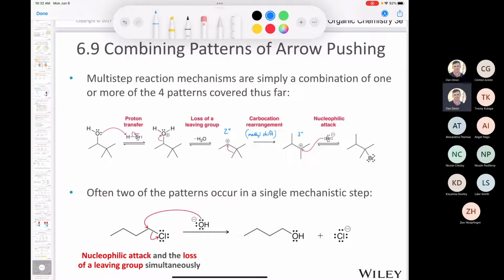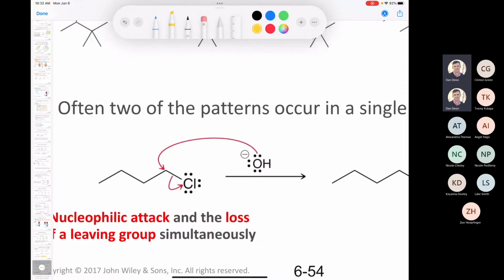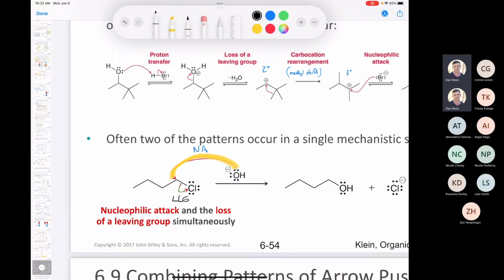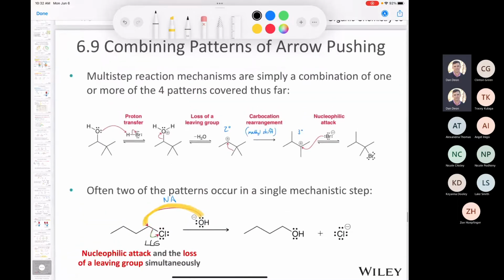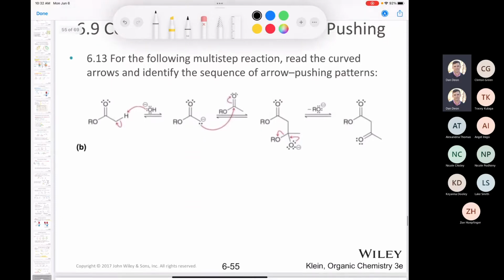But sometimes we'll see all of them, like we do in this reaction. And oftentimes you're going to see two patterns occur at the same time. Check this out. We see the hydroxide here acting as a nucleophile. It's attacking the electrophilic carbon, so this is a nucleophilic attack. But then the chloride is leaving at the same time, and so this arrow down here represents a loss of leaving group. They're happening in a concerted fashion, which is nothing more than a fancy word that means at the same time. There we go, nucleophilic attack and loss of leaving group, and that brings us to a question.